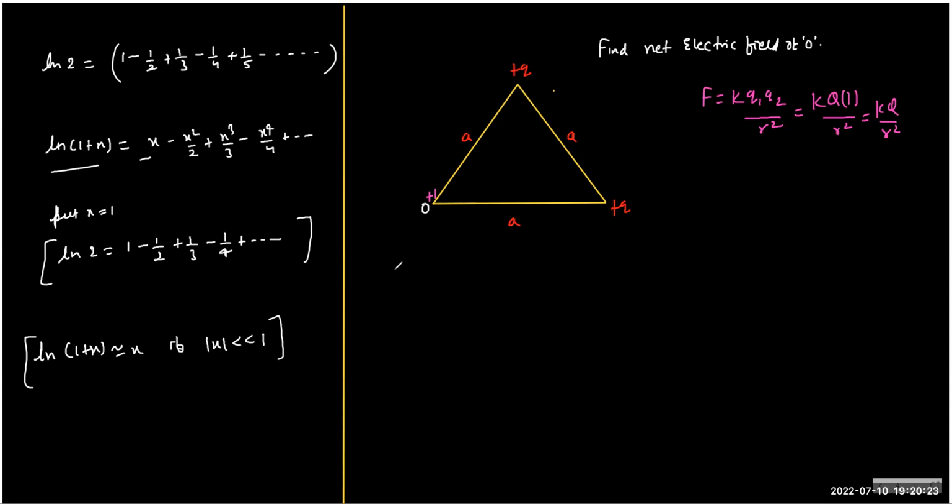Tell me the answer quickly. Root 3 kq by a square. So the way of writing will be, just for the sake of writing, the bottom charge will create a field like this, and the top charge will create a field like this. And because they are equidistant and of equal strength, we can say the field will have the same value E and E. And again, we can use the concept of angle bisector.